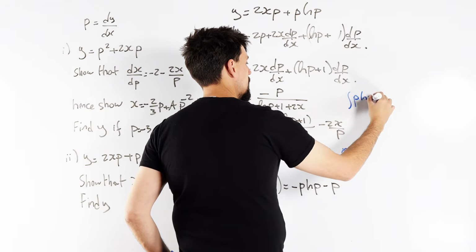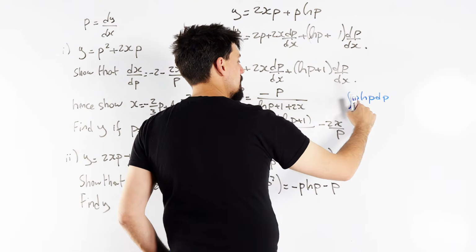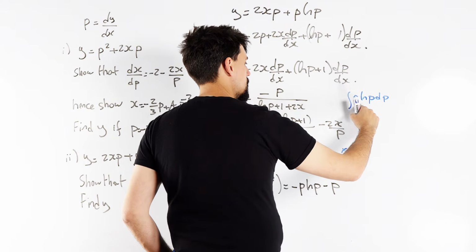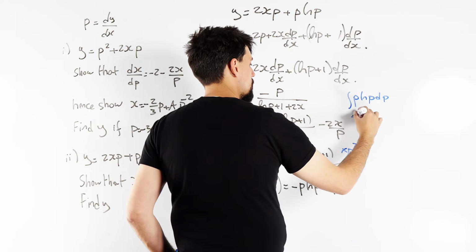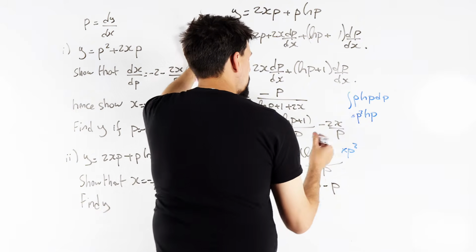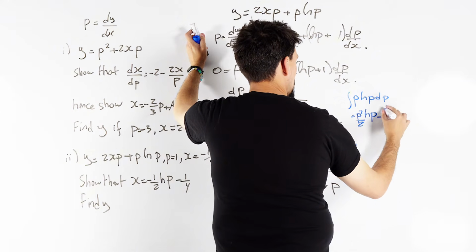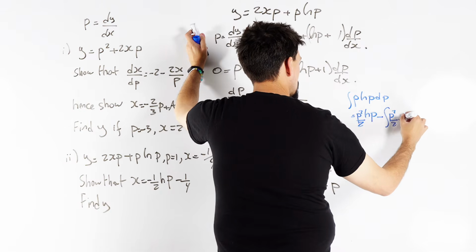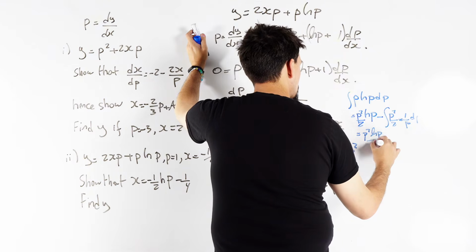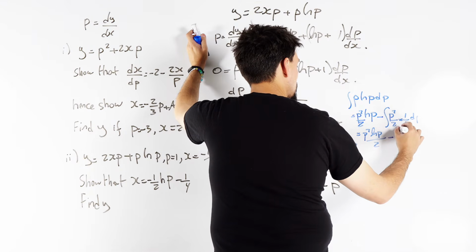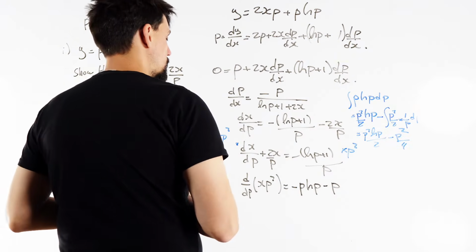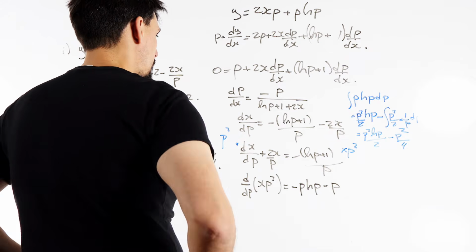The integral of p ln p dp is, differentiate, this is my u, that is p squared ln p over 2 minus the integral of p squared over 2, 1 over p dp, so that's p squared ln p over 2 minus p squared over 4.